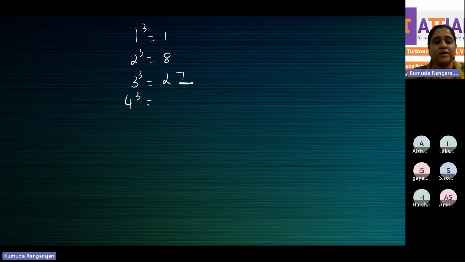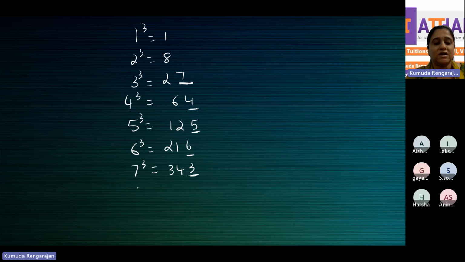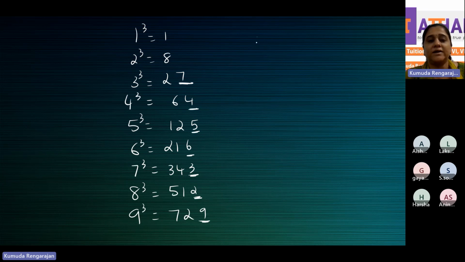See here. 1 cubed is 1, 2 cubed is 8, 3 cubed is 27, 4 cubed is 64, 5 cubed is 125, 6 cubed is 216, 7 cubed is 343, 8 cubed is 512, 9 cubed is 729, and 10 cubed is 1000. So a perfect cube can end with the digit 0.